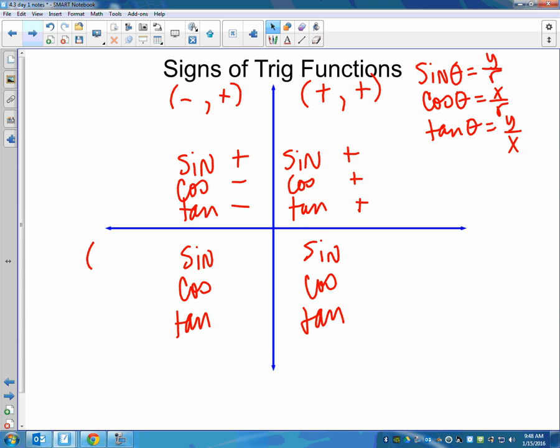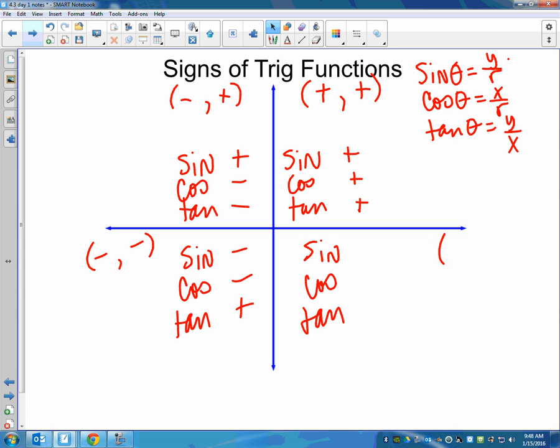What about in quadrant 3? My ordered pair for x and y in quadrant 3 is negative: x is negative and y is negative. Which one would be positive? Sine is just y over r, right? So r is always positive, but y is negative, so sine is going to be negative. What about cosine? Still negative. But what about tangent on this one? Tangent's going to be positive because a negative over a negative is a positive number.